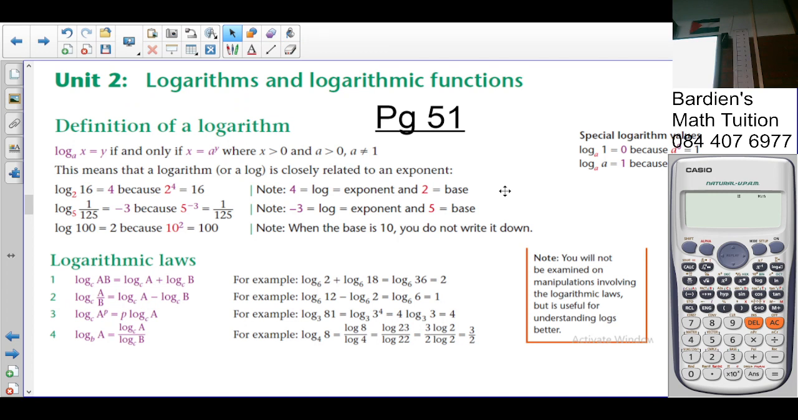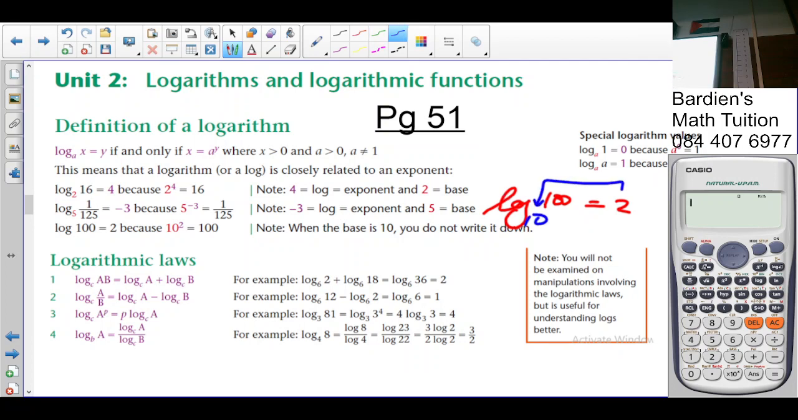Right. So if we got log 100 equals 2, then there's no base, there's a 10 here as I have indicated, which means to say that 10 squared is equal to 100. All okay with that? Log laws, very important here.